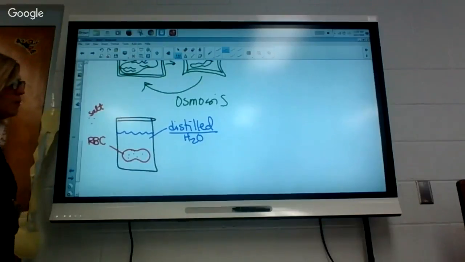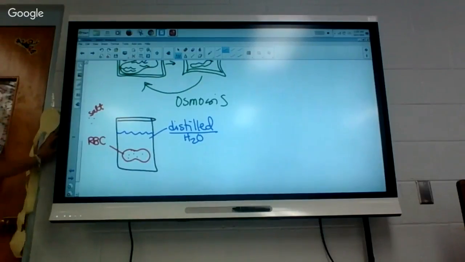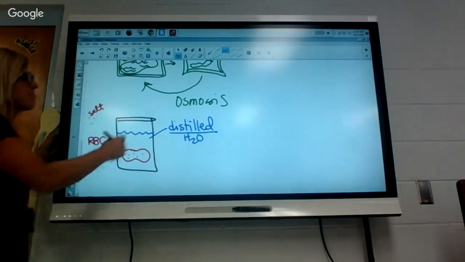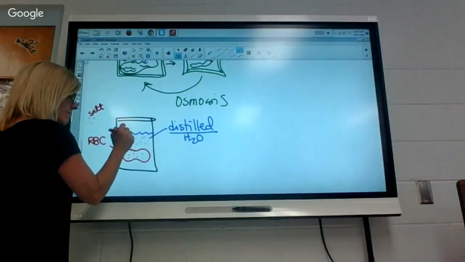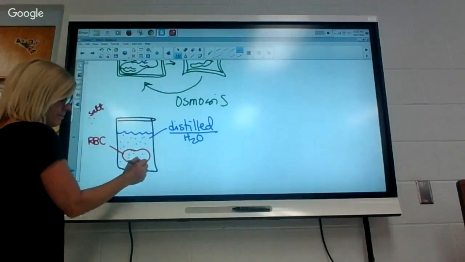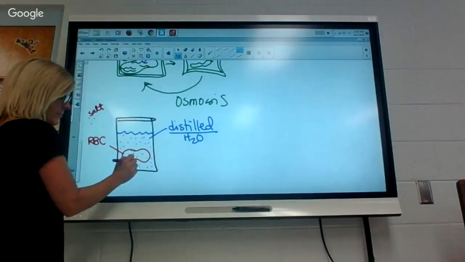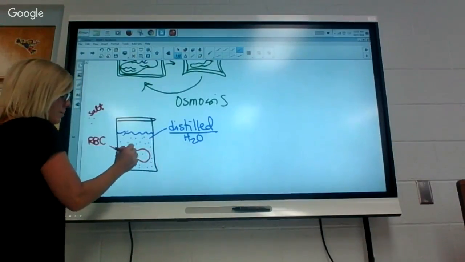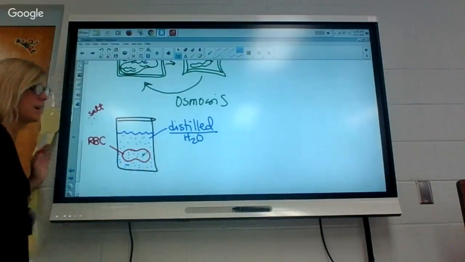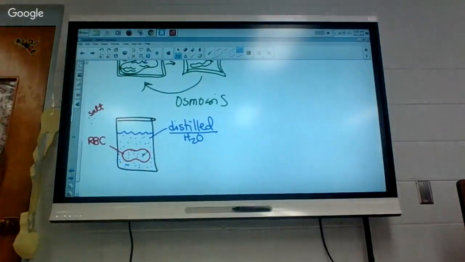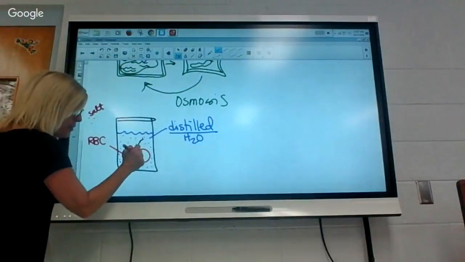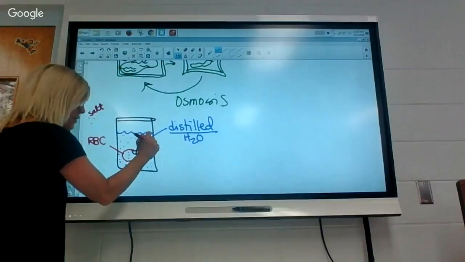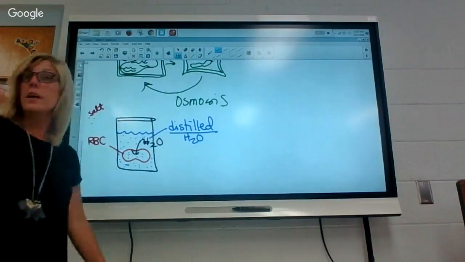So now, tell me what's gonna happen. Where's there more water? Pure water is only water. There's going to be a ton of it on the outside. So now tell me what's going to happen. The water's gonna move in. By what process? Osmosis. Very good. So water comes in. The rule is if one thing goes one way, the other thing goes the opposite.